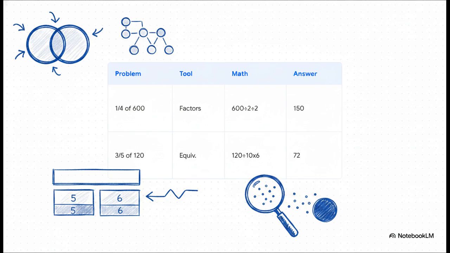But look at 3/5 of 120. Dividing by 5 in your head can be kind of annoying, so instead, replace it with an equivalent fraction. 3/5 is exactly the same as 6/10. Now just divide 120 by 10 to get 12, and then multiply by the numerator, which is 6, to get 72. By utilizing equivalent fractions and factors, you can literally bend the numbers to your will.